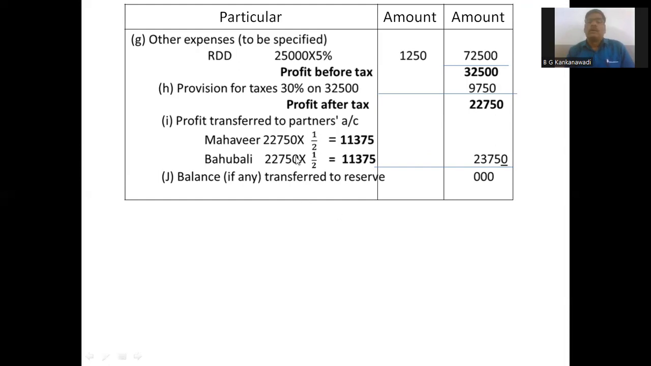So 22,750 into half, that is 11,375 each. The same amount you deduct in the outer column, and the balance transferred to reserve or P&L account to the balance sheet is 0. So this zero balance goes to the balance sheet. Okay. Now you see the balance sheet format.